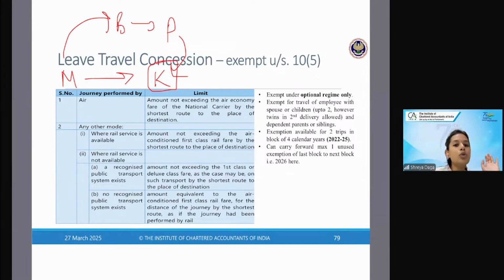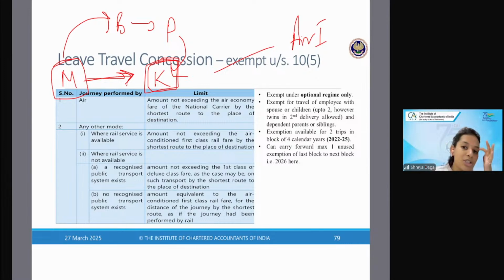Exemption is limited up to economy fare of the shortest travel between the place where you stay and the place where you actually want to go, the destination. Shortest travel economy airfare by a national carrier, say by Air India. So by a national carrier, air economy fare by shortest route to the place of destination. This much is the amount of exemption you will get. Ma'am, how will we know? Some question will tell you this is the fare. Okay, you just take that.